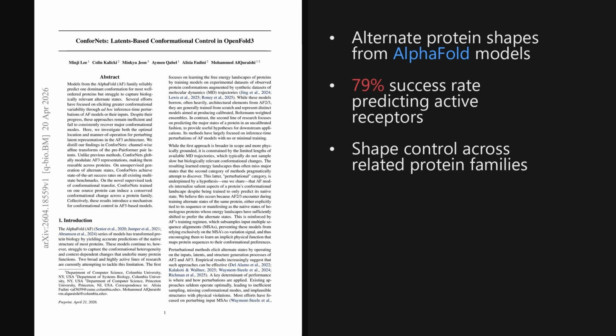Well, the stability shown in Table 3 confirms that these latent transformations are the key to unlocking hidden protein shapes. The primary takeaway is that ConforNets provide a steerable way to access biologically relevant states, which standard models usually miss. This approach not only improves success rates for important drug targets, but also proves that complex structural rules can be transferred across entire protein families.